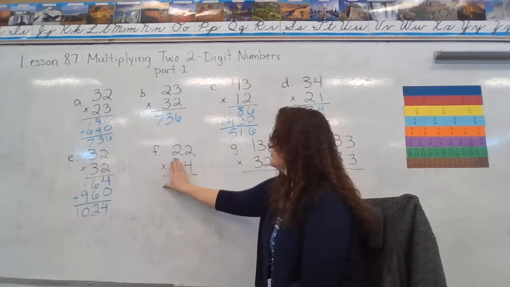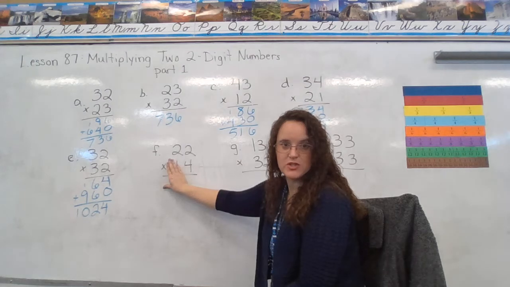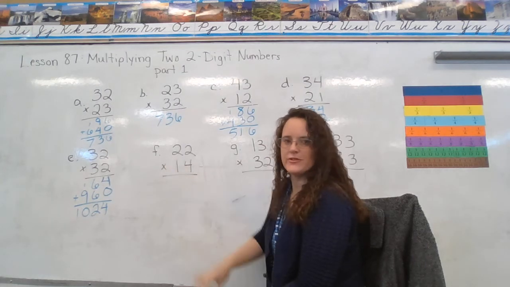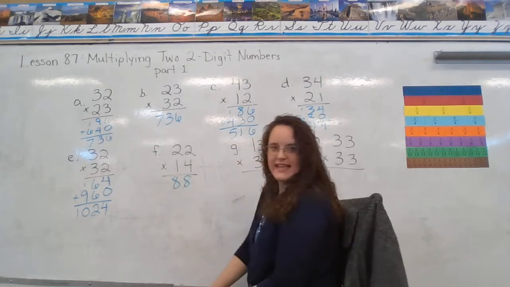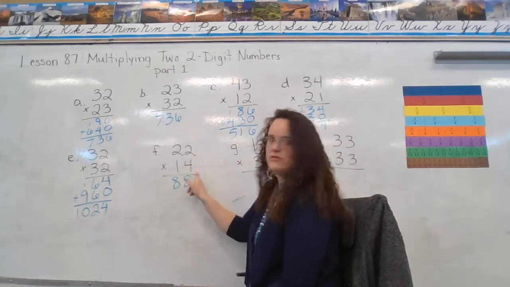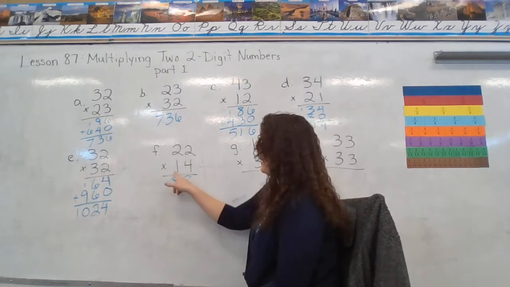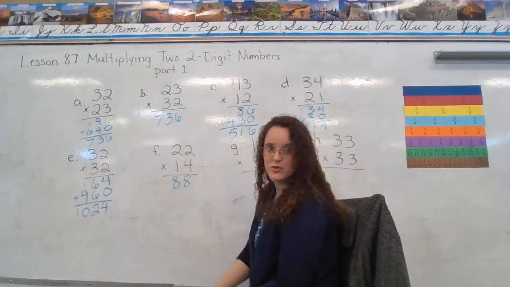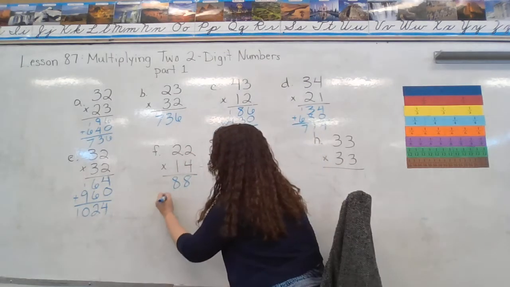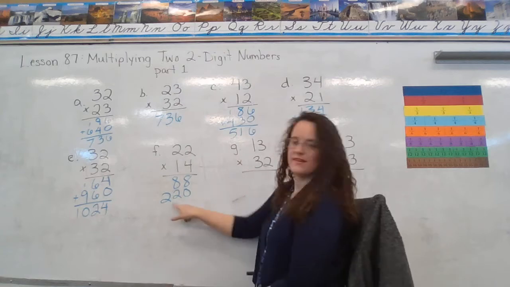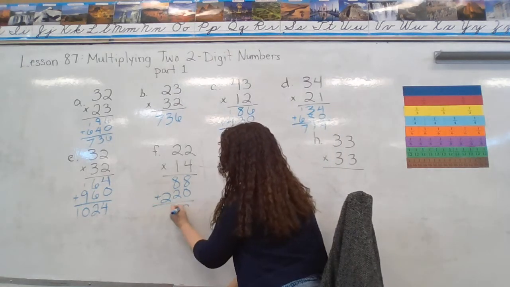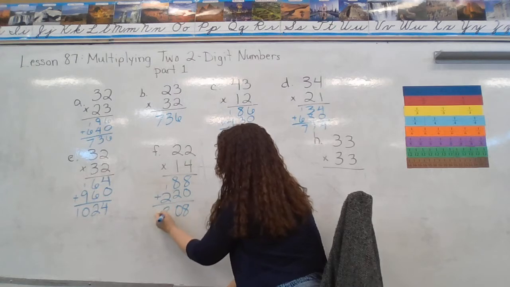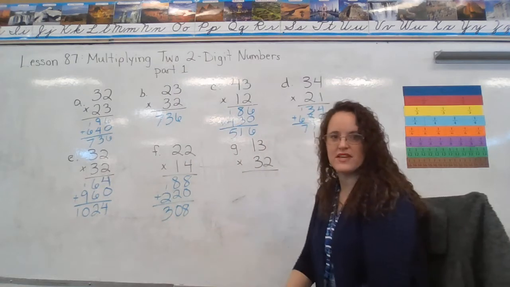F, first we multiply 4 times 22. Ooh, I can do that in my head. 4 times 22, 88. Then I multiply 10 times 22. It's going to end with a 0. Then I add. And our answer is 308.